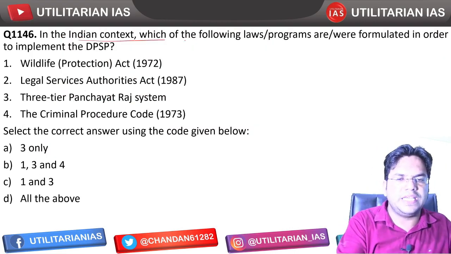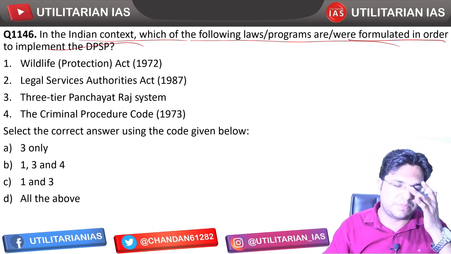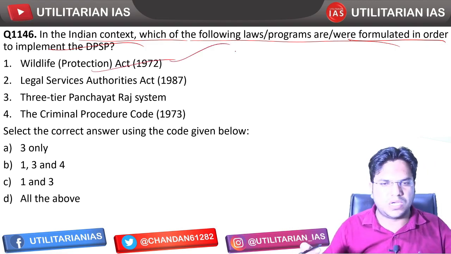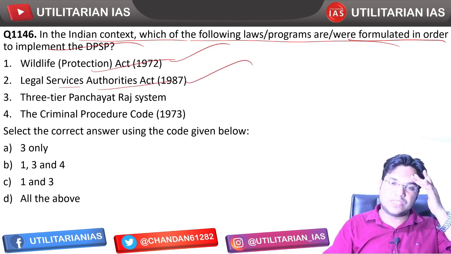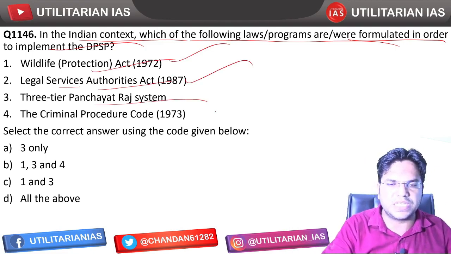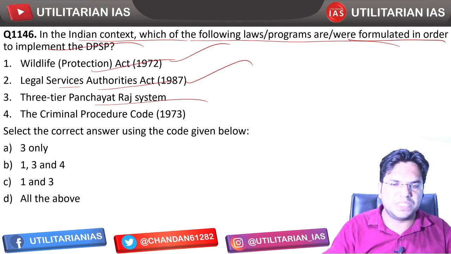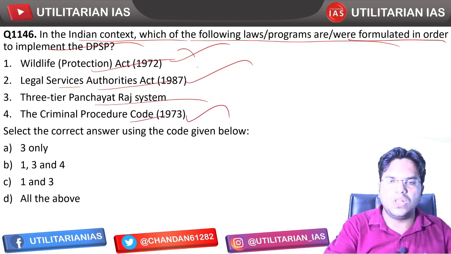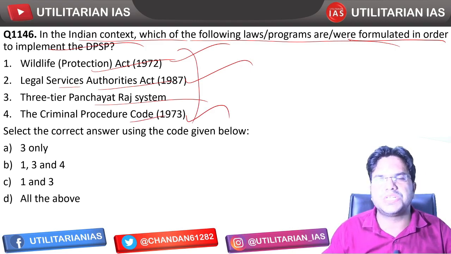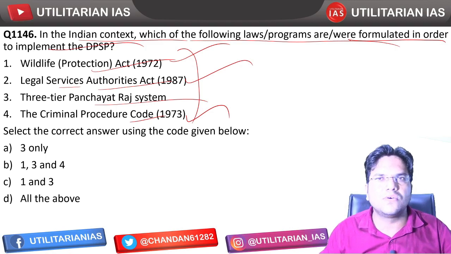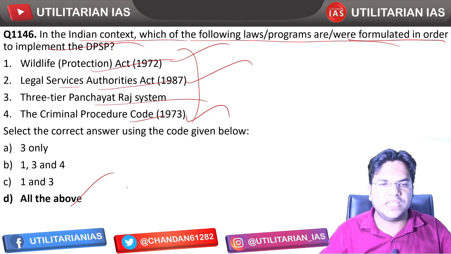So B. In the Indian context, which of the following laws, programs were formulated in order to implement DPSP? Wildlife Protection Act for the environment, Legal Services Act 98. So this was also to achieve certain targets given in the DPSP. 3-tier Panchayati Raj system for local self-government. Again, local self-government has been envisioned in the DPSP. The CrPC 1973. So all these laws have been formulated by Parliament to attain certain goals that have been mentioned in the DPSP. So all these four are going to be the answer, and hence D is going to be the right answer.